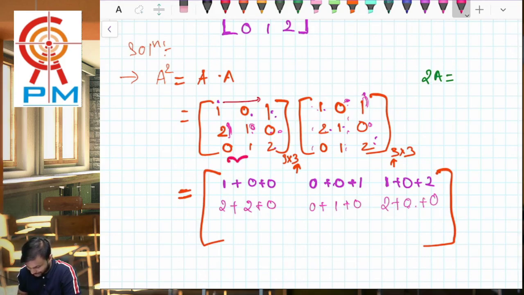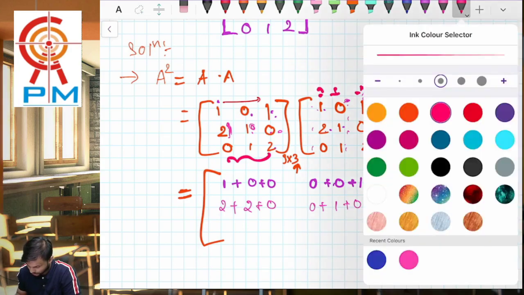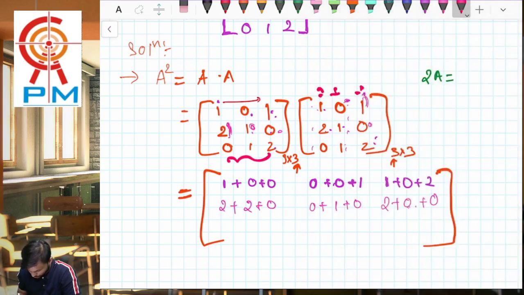Lastly, this entire row is going to get multiplied with these columns. Okay, so 0 times 1 will give me 0, 1 times 2 will give me 2, and 2 times 0 will give me 0. Okay, so now again 0 times 0 will give me, let me just erase, it's really messy over here.